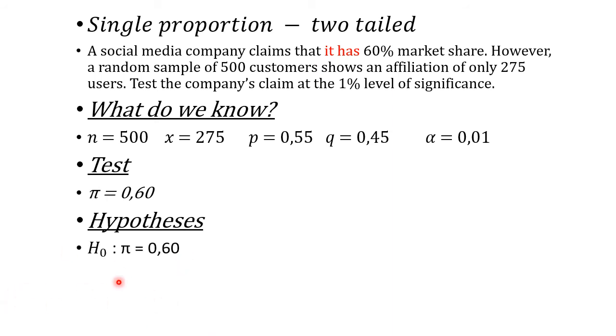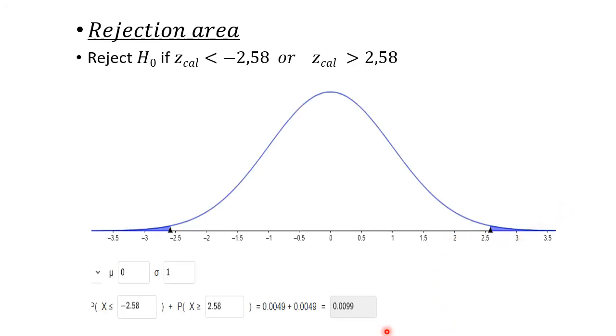Let's look at the hypothesis. H0, this is a two-tailed test, so it's equal to 0.60. Alternative, it's not equal to 0.60. In the end, we'll have to draw a diagram and talk about the rejection area. Two-tailed test, we will reject H naught if Z calculated is less than minus 2.58 going this side, or greater than 2.58 going this side.